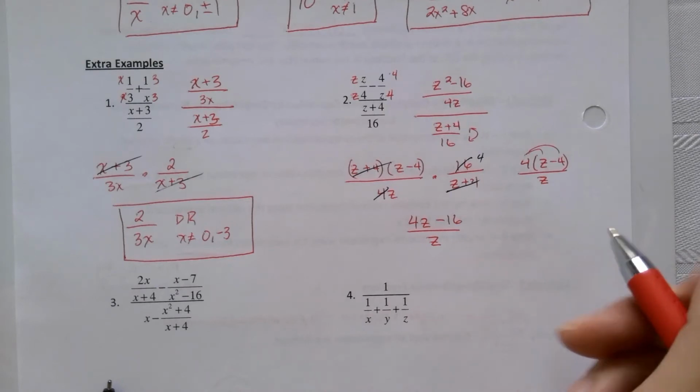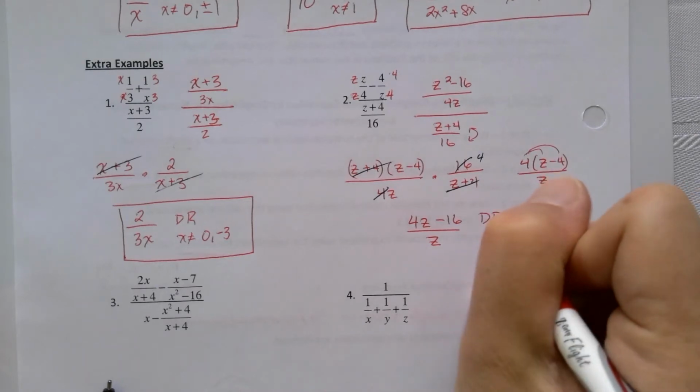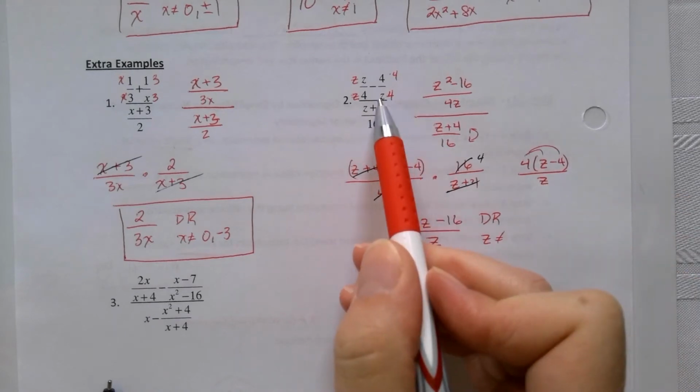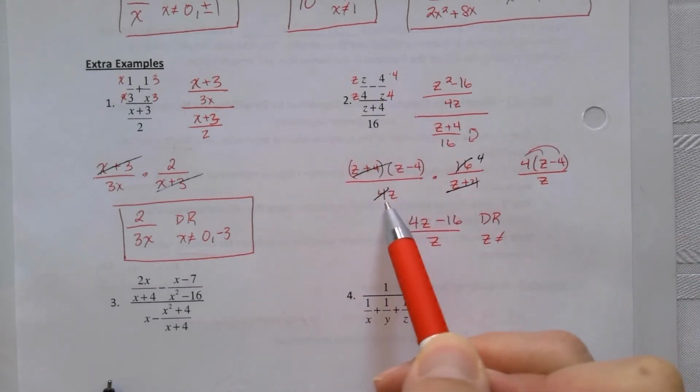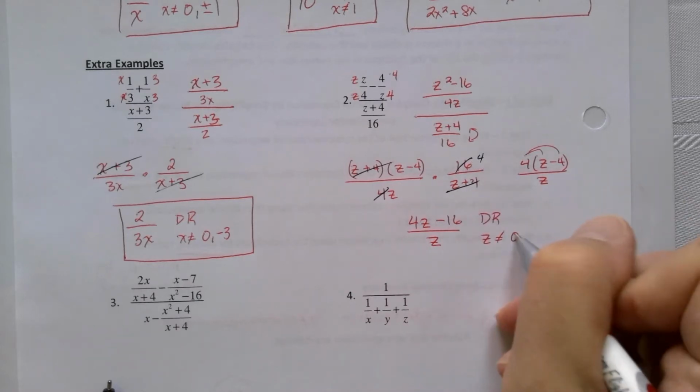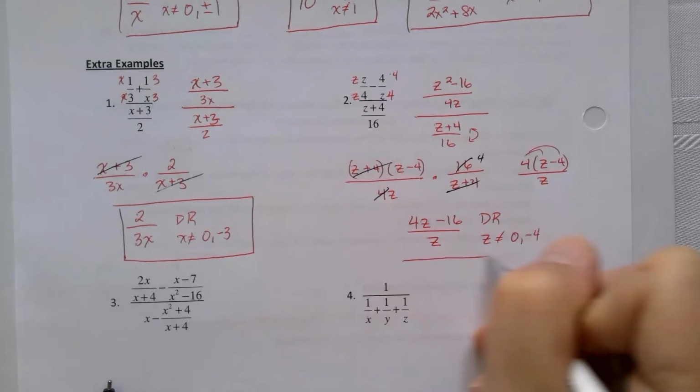Now, once I have that, let's talk about that domain restriction. What can't z equal? Well, z can't be 0 from here, which holds true here. 16 is always going to be 16, and z can't be negative 4. So 0 and negative 4.